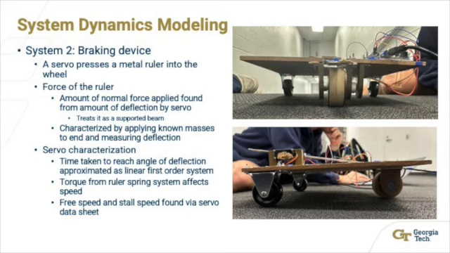The servo is characterized by the time taken to reach the angle of deflection, approximated as a linear first-order system. The torque from the ruler spring system affects the speed. The free speed and stall speed were found with the servo datasheet.